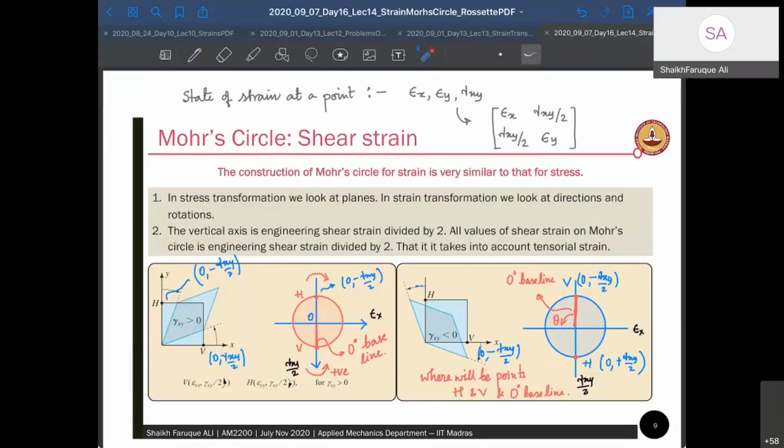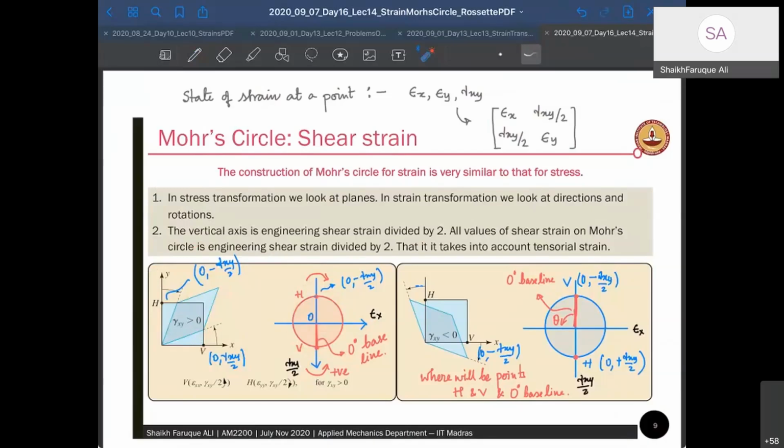Therefore, if I want to plot this point V on my Mohr circle, I'll draw two axes here and draw a Mohr circle. For drawing the Mohr circle, I need this point. So this point is 0, gamma xy by 2. So this is my 0 epsilon x. Positive gamma xy by 2 is downside. So this is my gamma xy by 2. And then I got the radius. This is my 0 line. We call it the 0 degree baseline. And we draw a circle.